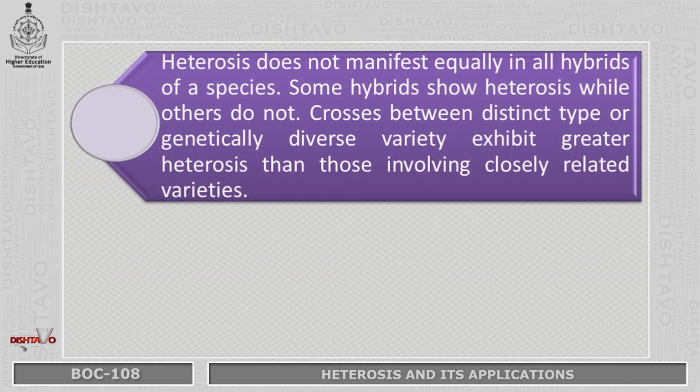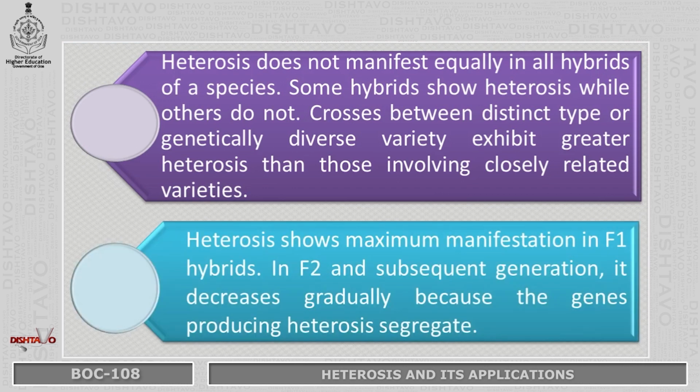Heterosis does not manifest equally in all hybrids of a species. Some hybrids show heterosis while others do not. Crosses between distinct types or genetically diverse varieties exhibit greater heterosis than those involving closely related varieties. Heterosis shows maximum manifestation in F1 hybrids. In F2 and subsequent generations, it decreases gradually because the genes producing heterosis segregate.